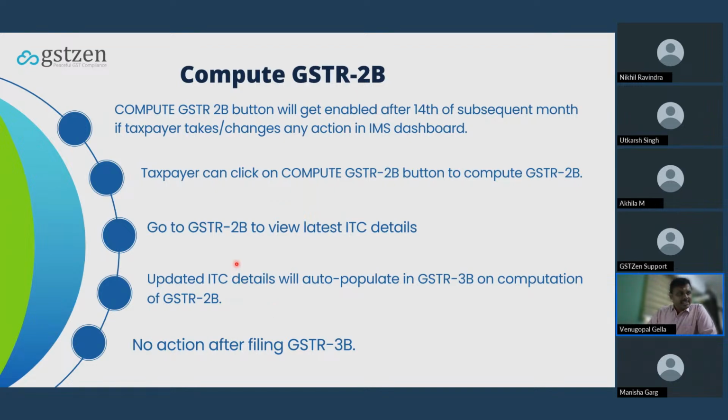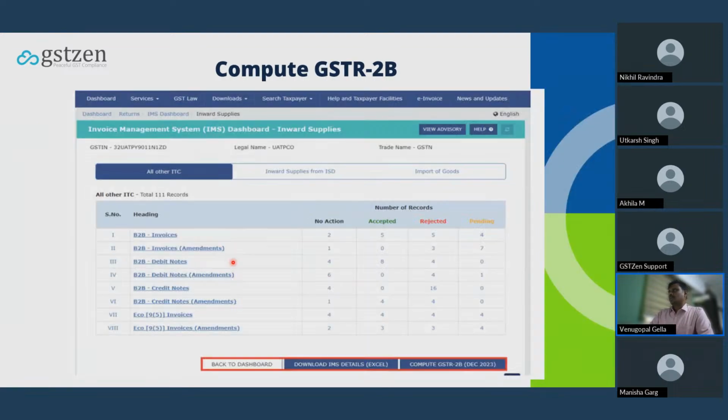Compute 2B is an important aspect. If you don't hit this compute 2B, the data doesn't get refreshed and the new values don't go to GSTR 3B. This is something that you have to hit the button. Some of you might be getting an error that you're unable to file. It's all because of this. You can see on the right bottom corner, the compute GSTR 2B button is there.